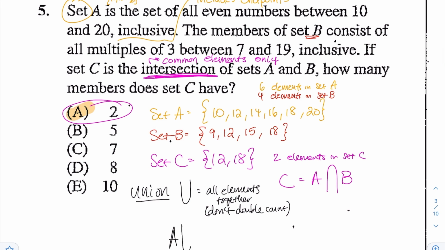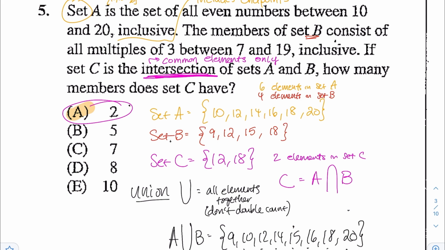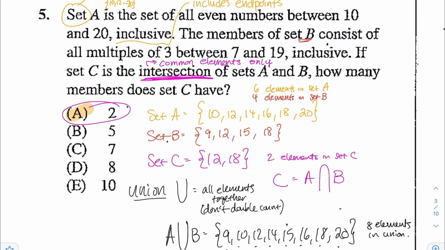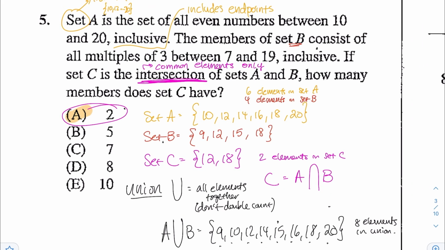So again, A union B will be 9, 10, 12, 14, 15, 16, 18, and then 20. So it'll be 1, 2, 3, 4, 5, 6, 7, 8 elements. That's for the union. So that's just a variation of this question that is also possible on the test.